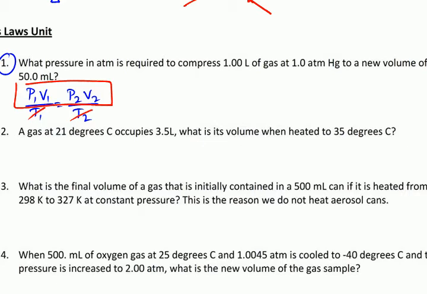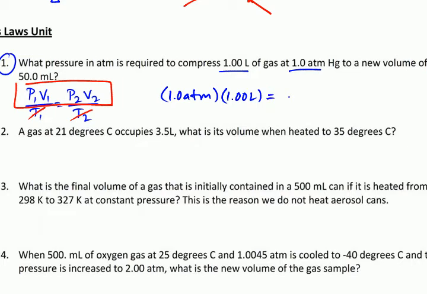So let's see, what is our initial pressure? Well, we start off, the gas is at 1 atmosphere pressure, so P1 is going to be 1.0 atmospheres. What's our volume? V1, our initial volume, 1.0 liters. So P1 V1 equals P2 V2.